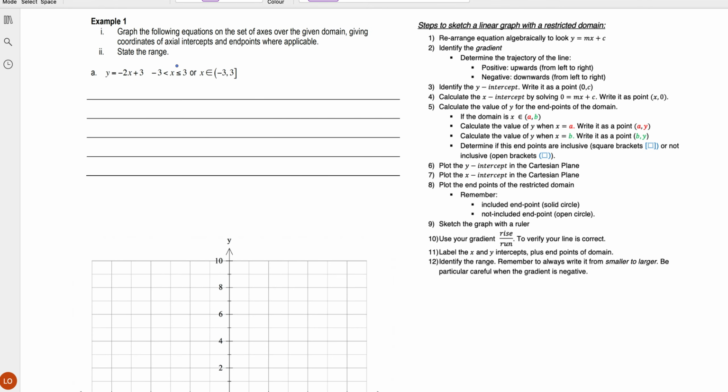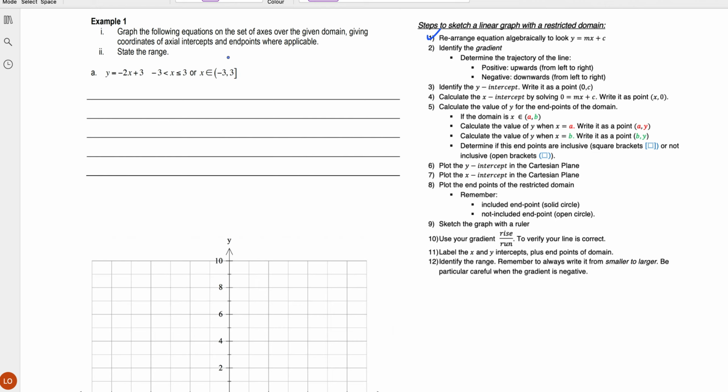It says, graph the following equations on the x-axis over the given domain, given coordinates of axial intercepts and endpoints where applicable. State the range. Okay, so we have to graph and we have to state the range. So let's look at what the steps say. The first step says, rearrange the equation algebraically to look like y equals mx plus c. In this case, I have already done that. It's given as y equals mx plus c, so I don't have to do anything.